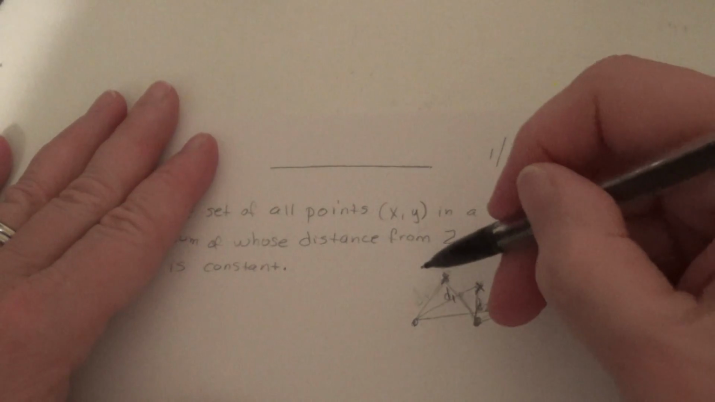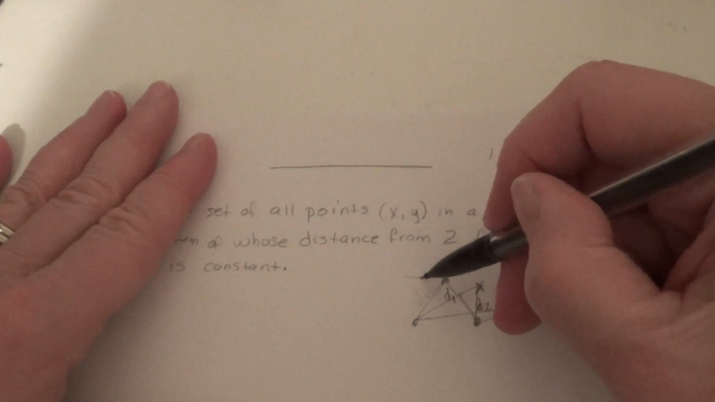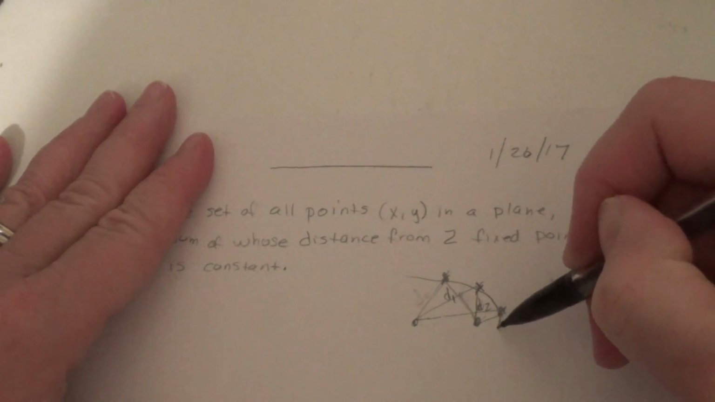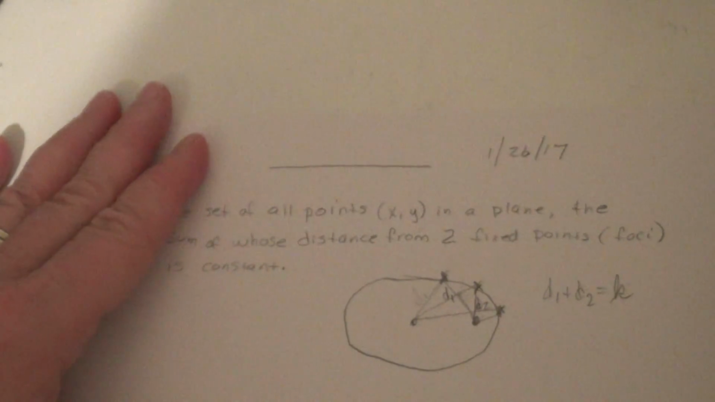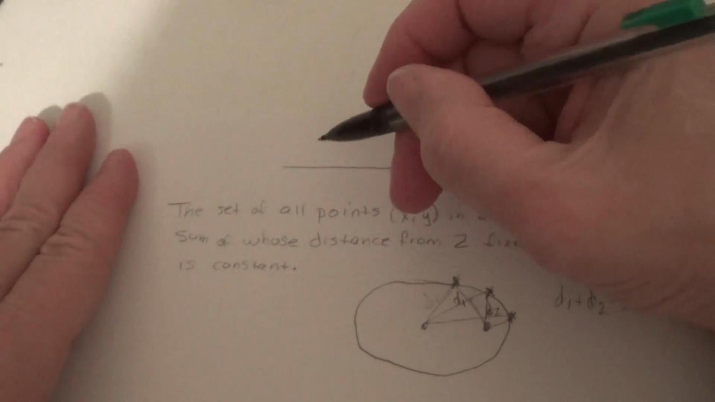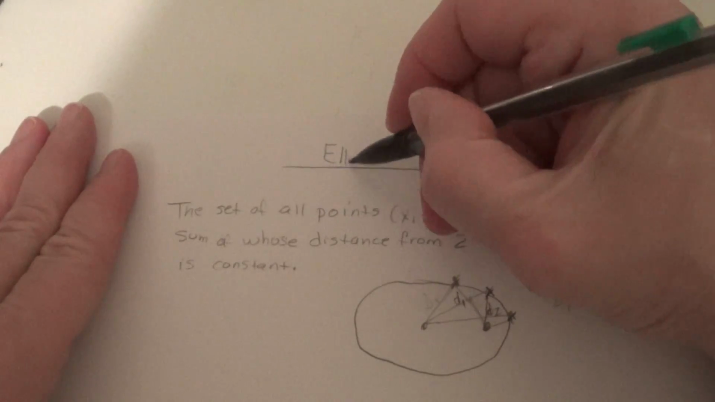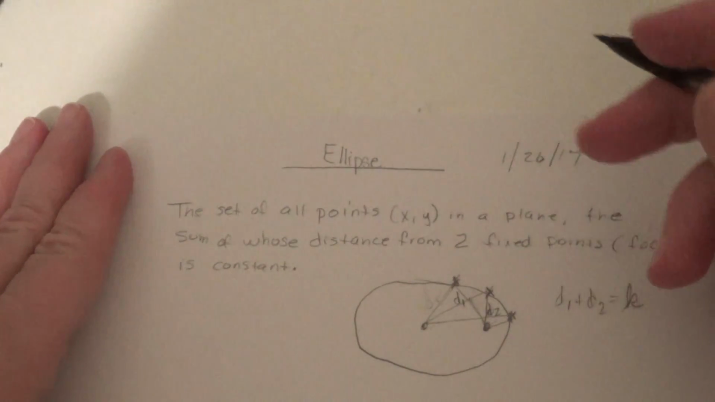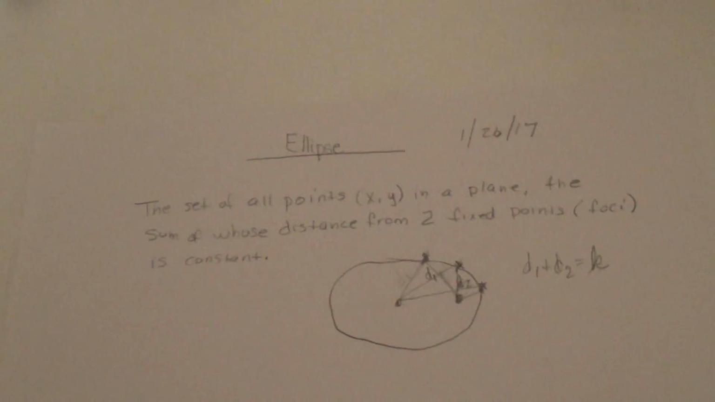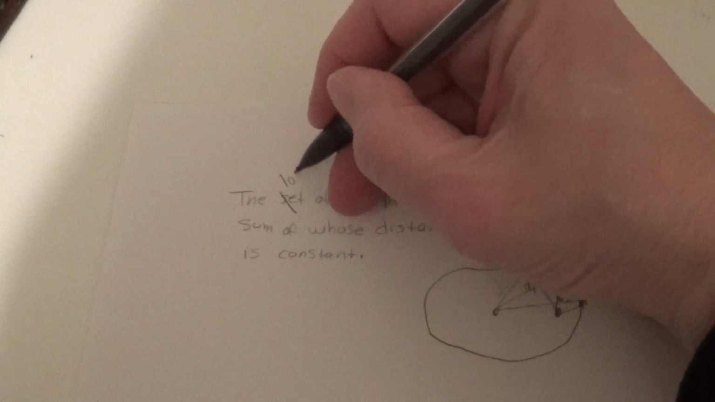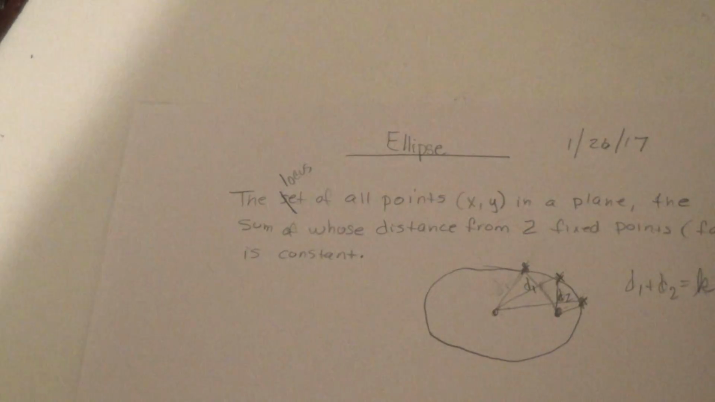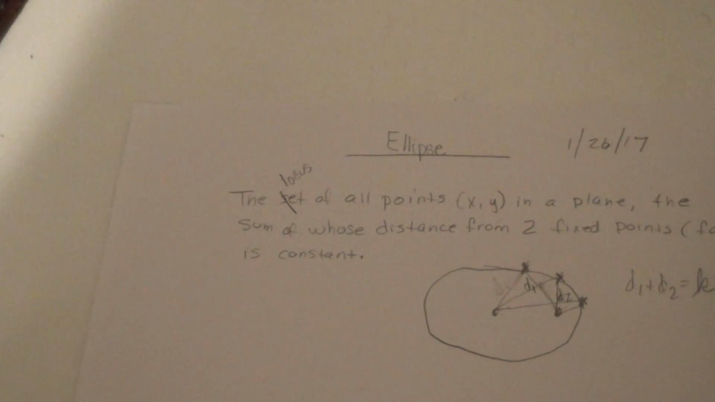If we go all around and get all of the points x, y in the plane that meet that requirement, we get a shape that looks like that. In math class, we call it the ellipse. The oval is the same thing, but it's not the mathematical term. The ellipse is the set of all points, or we could say the locus of all points. Remember, the word locus means location. So this is a locus definition.